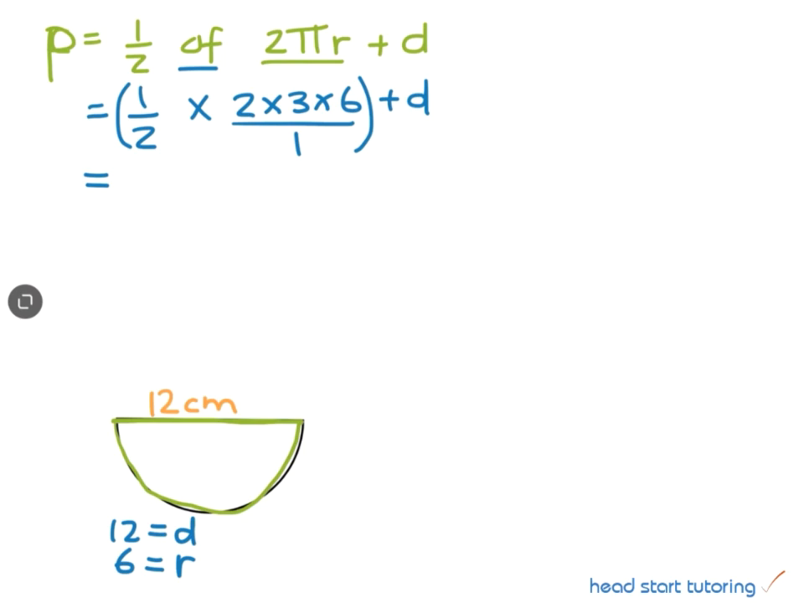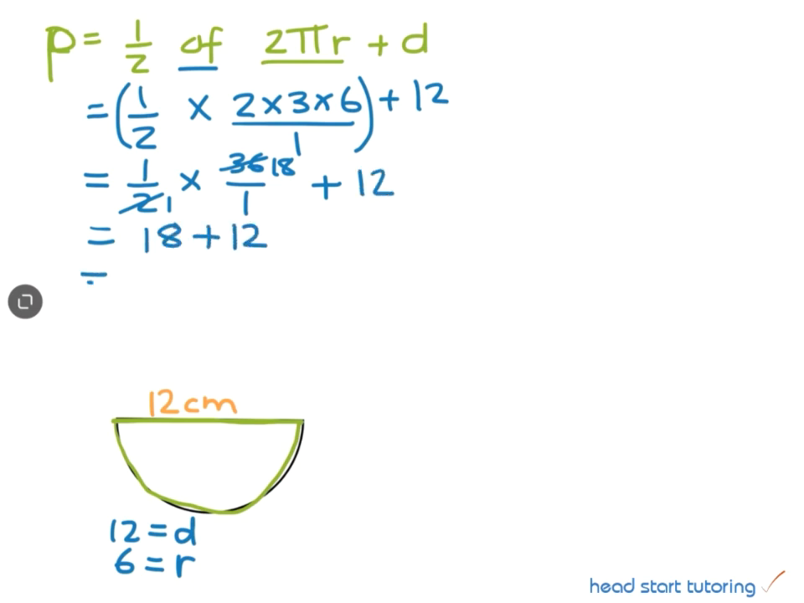And we end up with half multiplied by 2 times 3 times 6 is 36 over 1. So half of 36 is equal to 18, or we can cross cancel and say 2 into itself once, 2 into 36 goes 18 times. We remember to always plus our diameter, and we can already plug in what our diameter is, which is 12. So we've got 18 plus 12, and that gives us an answer of 30 centimeters. So the perimeter of this semicircle is equal to 30 centimeters.